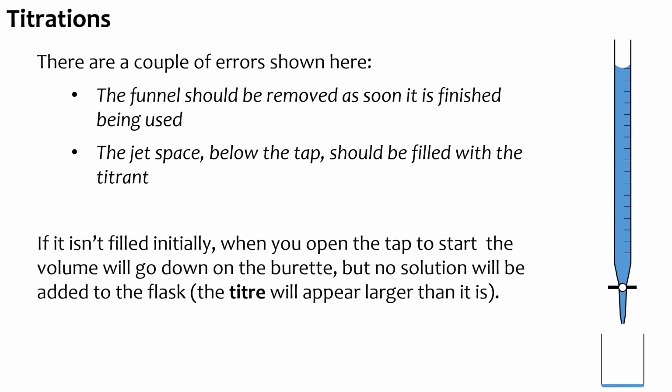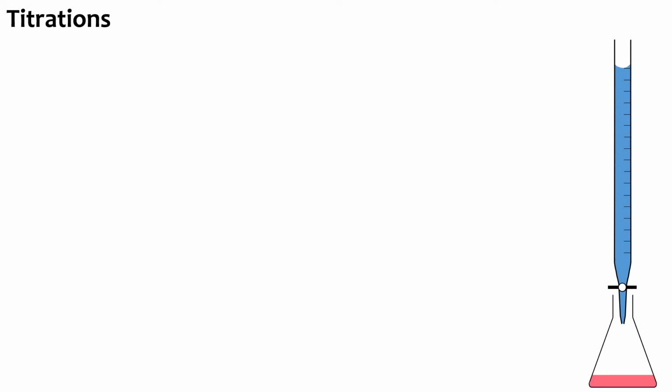If that jet space isn't filled initially, when you open the tap to start the titration, the volume will go down on the burette. So the volume would go down at the top just here without any solution coming out of the bottom of the flask. So no solution will be added to the flask, and that will make the titer appear larger than it is. Now the word titer just means portion added from the burette. So the volume that you would measure would be called a titer. So just put the conical flask back there and we'll move on.